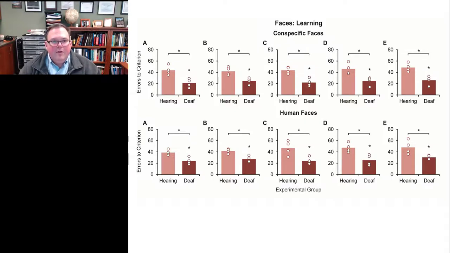So if you look at some of the examples, particularly from the upper line, errors to criterion for the deaf animals could be around 20, where the errors to criterion for the hearing animals would be closer to 40. And this difference was significant. But it did not matter whether it was them discriminating cat faces they'd never seen before or human faces they'd never seen before. The difference was the same.